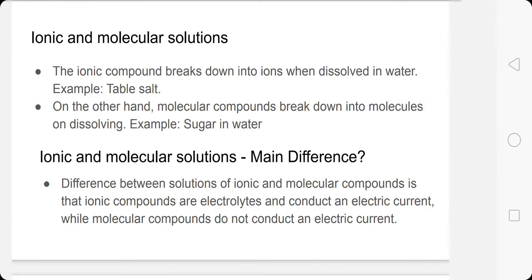An ionic compound breaks down into ions when it is dissolved in water. Example, table salt. On the other hand, molecular compounds break down into molecules on dissolving. Example, sugar in water. Ionic and molecular solutions, what is the main difference? The difference between solutions of ionic and molecular compounds is that ionic compounds are electrolytes and conduct electrical current, while molecular compounds do not conduct electrical current.